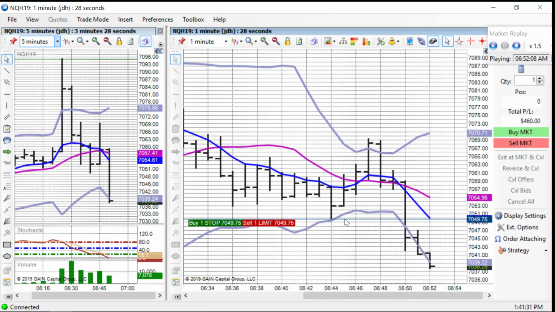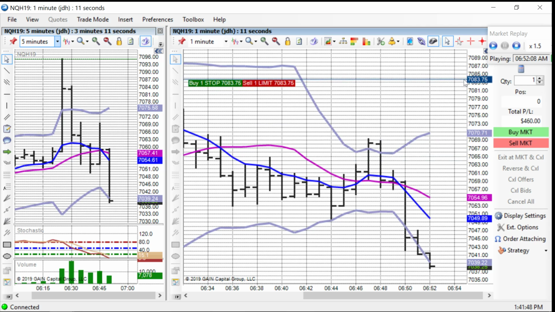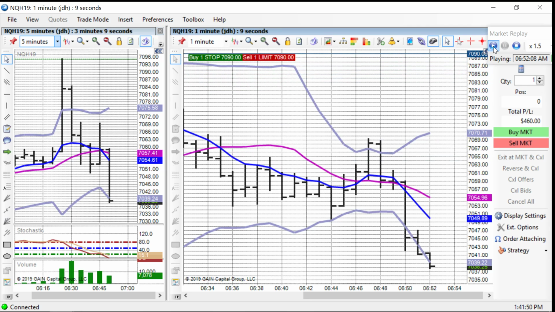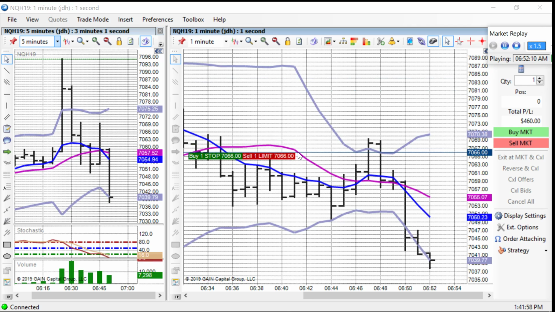Okay, this is the continuation of the February 15th trade. And right here where we left off, it was about 6:52 a.m. So I'll just continue the chart here. It's supposed to continue here. Let me hit that button. Okay, there we go.